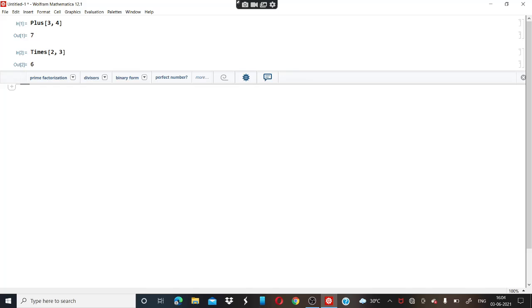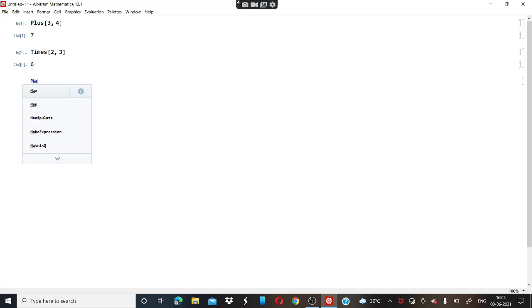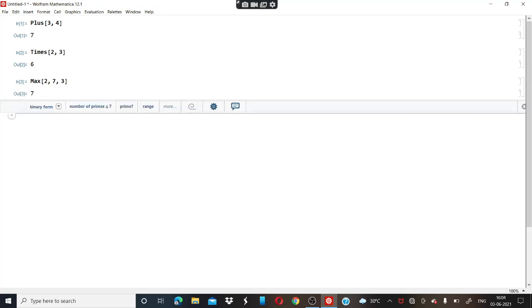Now suppose you are asked to get the maximum out of some numbers. For example, you are given 2, 7, 3, and you are asked what is the maximum number in it. For that we use the function Max, and then we use the bracket and 2 comma 7 comma 3, then we close the bracket and press Shift and Enter together and we get the result as 7.